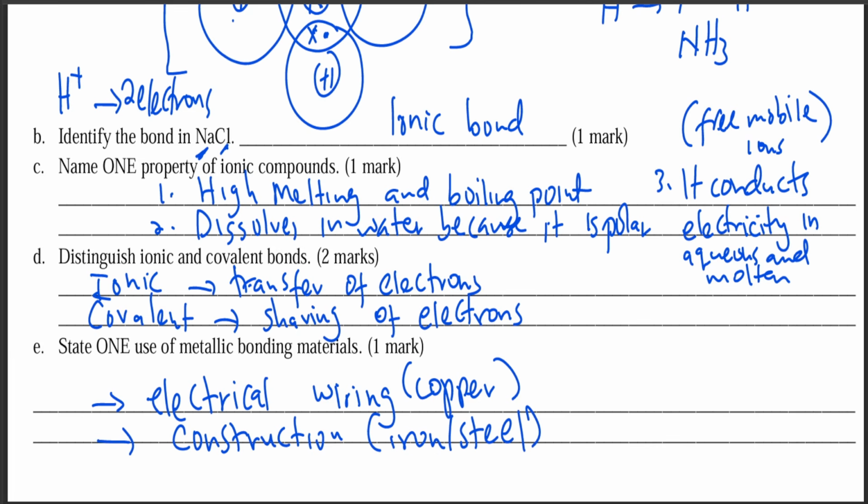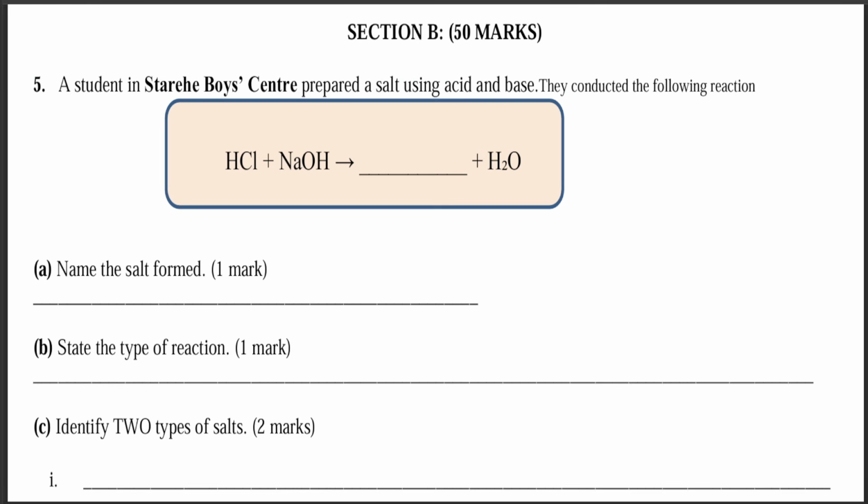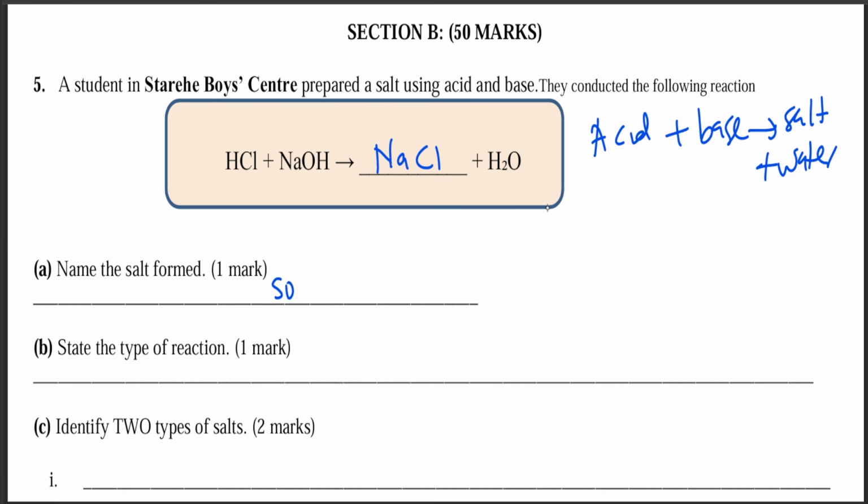Let's go now to section B. Section B, a student in Starehe Boys Center prepared a salt using acid and base. They conducted the following reaction. HCl plus sodium hydroxide gives you what? Acid plus base gives you salt and water. A neutralization reaction. So it gives you a salt called sodium chloride. Is it balanced? Yes, it's balanced. Name the salt formed: sodium chloride. The type of reaction is called neutralization reaction.